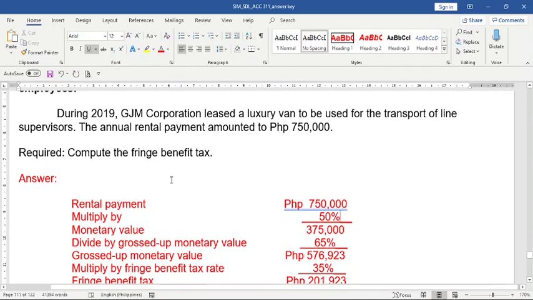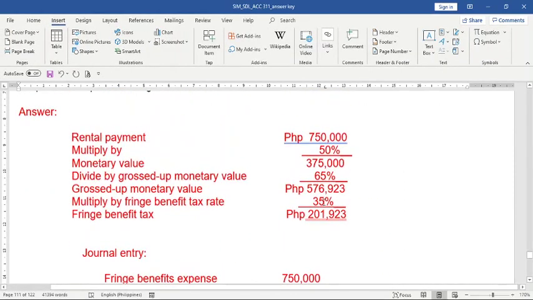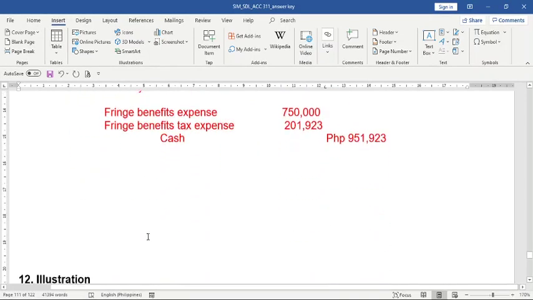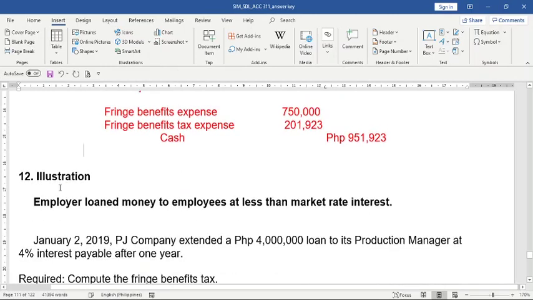Divide with the gross up monetary value. So, our fringe benefit tax here is 201,923. So, ito yung ating journal entry. Fringe benefit expense, 750,000. Our fringe benefit tax is 201,923. So, yun yung cash out natin. Next.